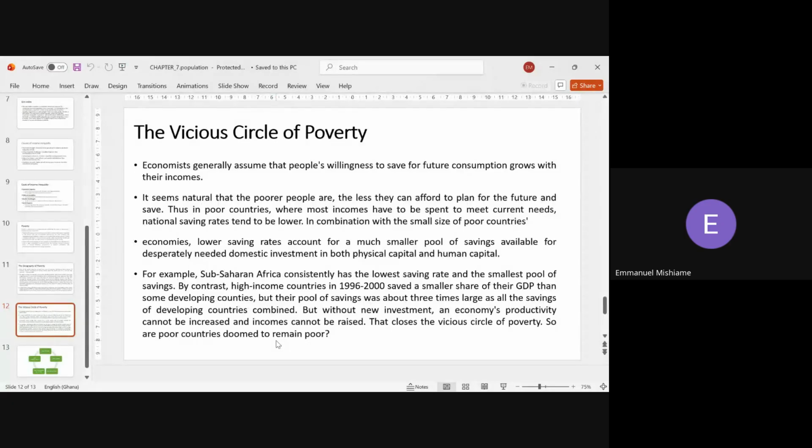Now, economies. Have I jumped? Okay, yeah, I think I've jumped. Thus, in poor countries where most incomes have to be spent to meet current needs, national saving rates tend to be lower. Because as a teacher, how much do you earn? 3,000, 4,000. I don't even know if any teacher earns 5,000 upwards.